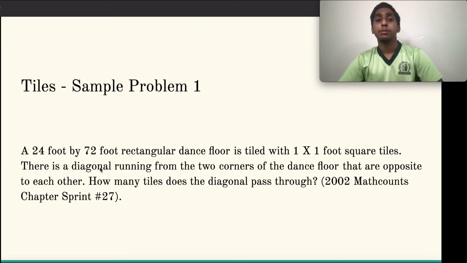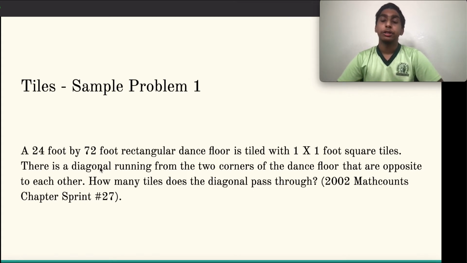All right, so let me read the problem. A 24-foot by 72-foot rectangular dance floor is tiled by 1 foot by 1 foot square tiles. There's a diagonal running from the two corners of the dance floor that are opposite to each other. How many tiles does the diagonal pass through? And this is from the 2002 MATHCOUNTS Chapter Sprint. Wow, that was before I was in Barn. But yeah, so there you have it, your problem.